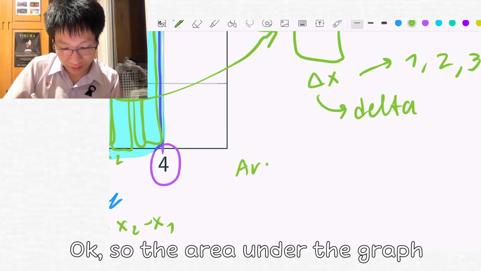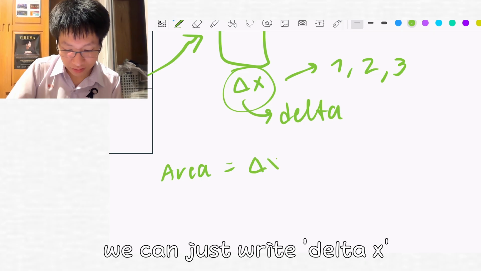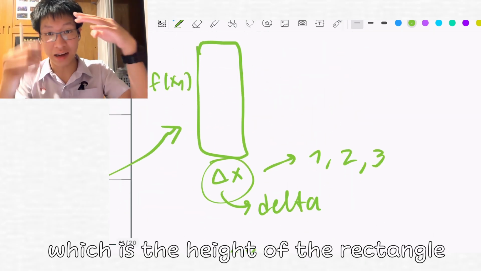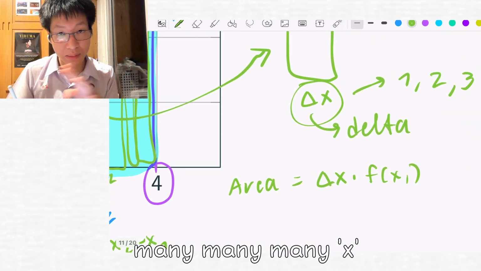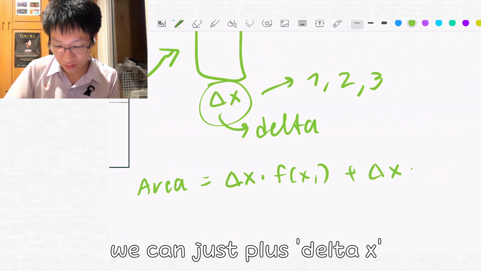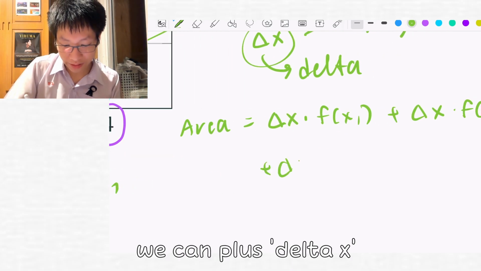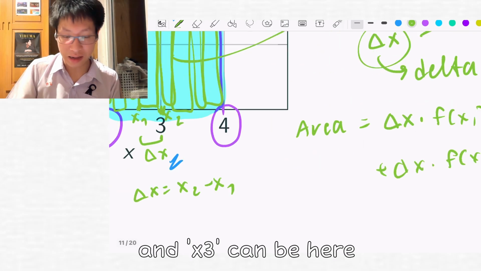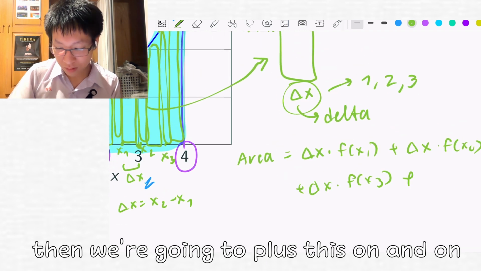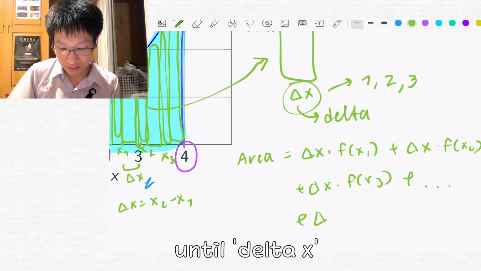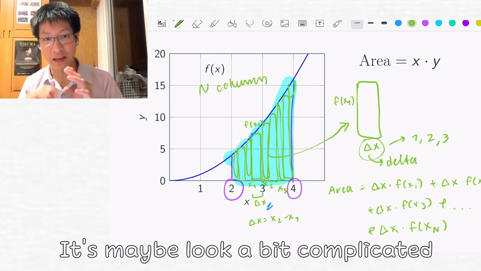So the area under the graph will equal, since this has the width of delta x, delta x times the y value, which is the height of the rectangle, f of x1, and we can do this for many x. We can plus delta x times f of x2, where x2 can be here. We can plus delta x times f of x3, and x3 can be here. If there are n columns, then we keep adding on and on until delta x times f of xn. It's maybe a little bit complicated, but it's the same idea.